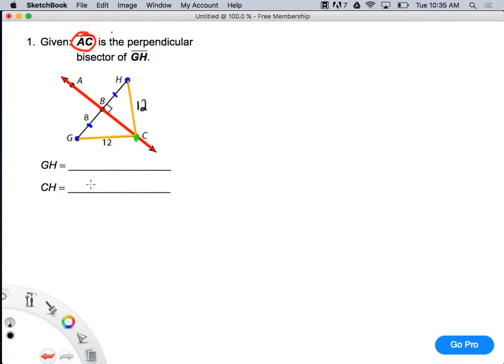12. Simple as that. Now GH is a little bit more challenging. You might be inclined to say, oh, this is 8, so GH is 8. But that's not GH, that's BH. So if this is 8 and this is 8, what's GH? 16. It's the sum of both segments. Is that pretty clear? Okay.